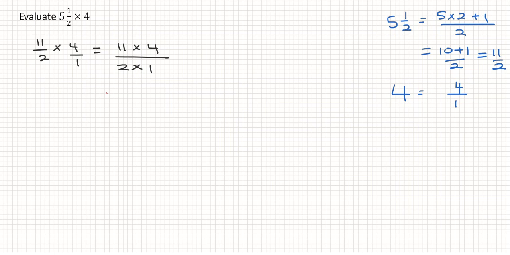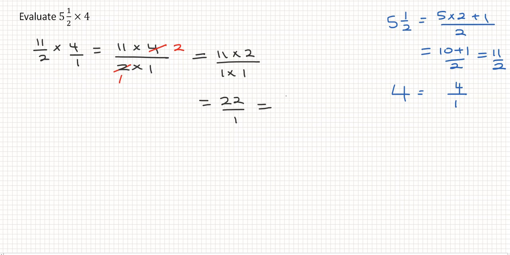So now we're going to divide. We're going to simplify 4 and 2. So 2 divided by 2, 1. 4 divided by 2, we have 2. So now we can easily multiply across. We have 11 multiplied by 2 over 1 multiplied by 1, which is 22 over 1, which gives us 22. Now our final example, evaluate 2 7/8 multiplied by 4.